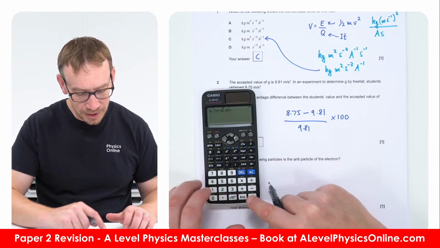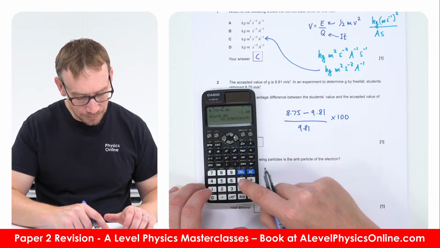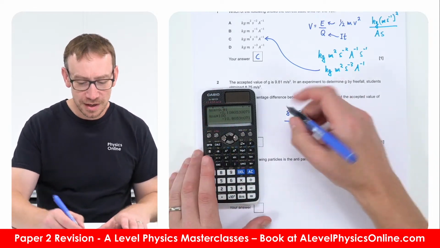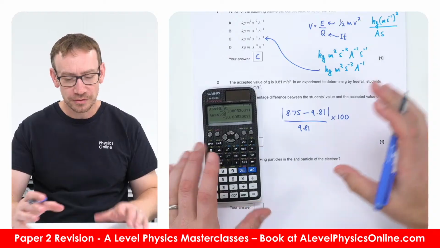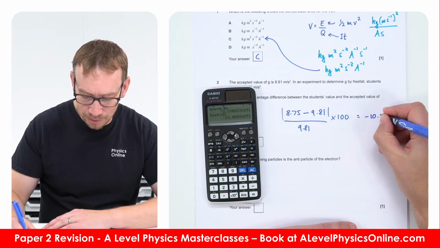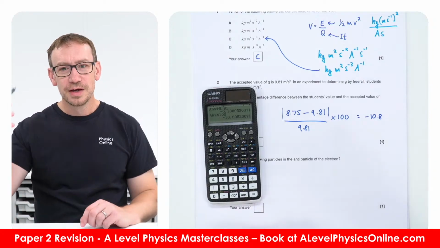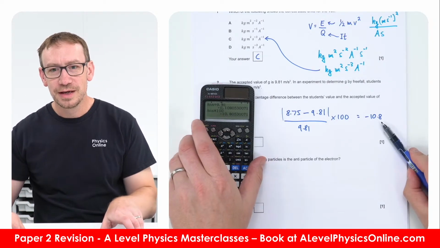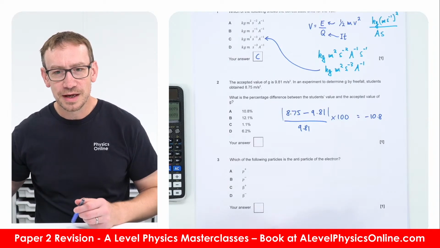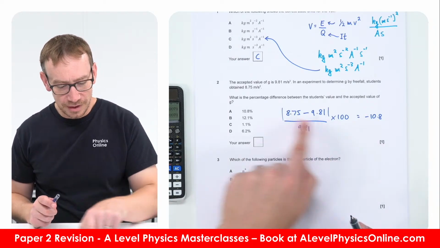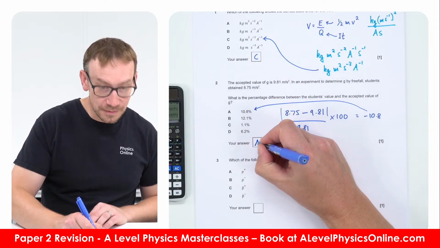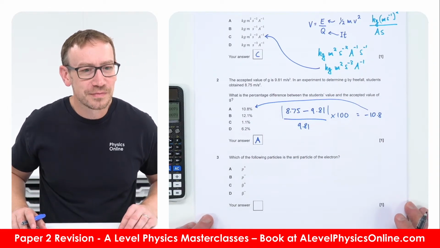8.75 minus 9.81 divided by 9.81 times 100 is equal to, well, it says minus 10.8, but really it's the modulus of this. We just want to know the positive value, the change in these two numbers, and that's equal to minus 10.8. So my approach would be to work out the number and then go back to look at what this could be, and then when we do that, the answer that's closest is going to be A. So here my answer is A, which is what quite a few people have said.